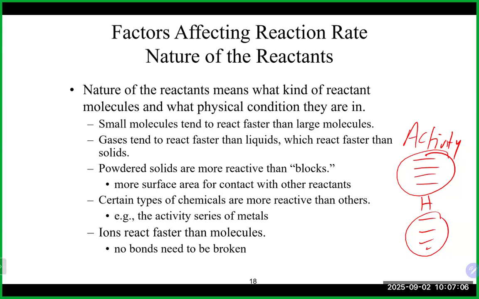Ions also react faster because there are no bonds to break. Also, in case you're not familiar, you typically always find ions in solution, which means they're floating around ready to go, ready to react. They don't need too much to happen. And they're also going to probably come in contact with each other a lot quicker.